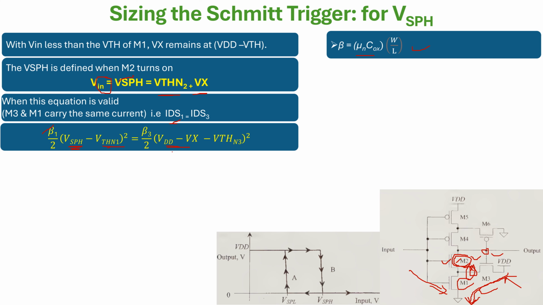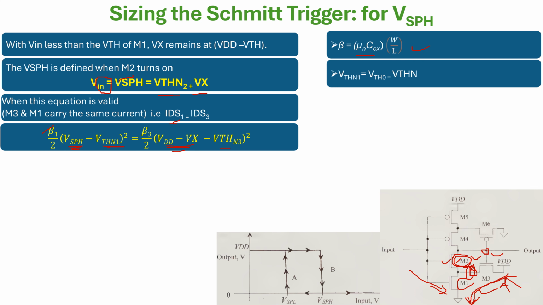Okay, so VDD minus Vx, of course, then minus VTHN of 3. It's very clear. Remember, M1 doesn't see any body effect, so I call this VTH naught only.